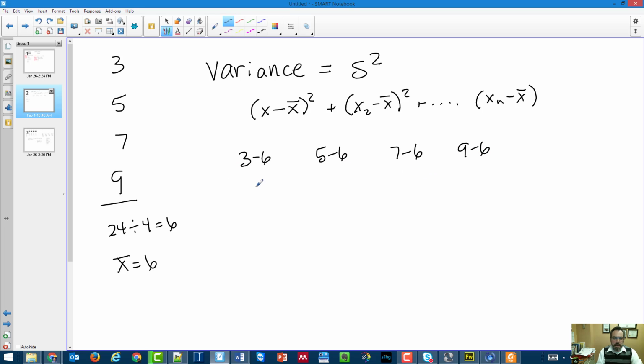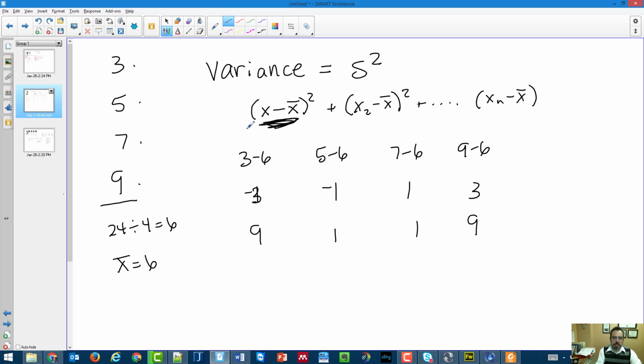Take all of those answers, negative 3, negative 1, 1, and 3, and I'm going to square them. So once I square them, I have 9, 1, 1, and 9. All right? That's doing this part of it, x minus x bar squared for each one of the x's that I have here. All right?